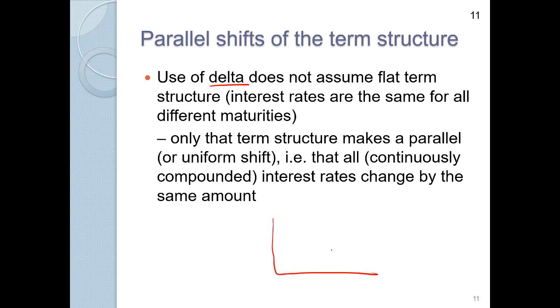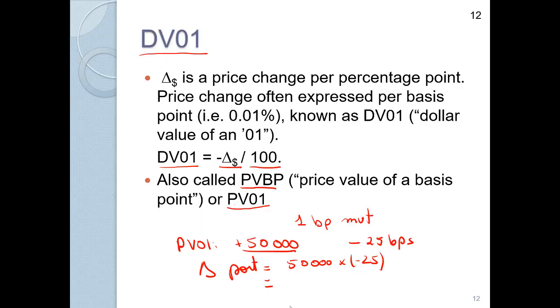So this means that your term structure, here you have your R and here T, does not have to be flat. It can be increasing, it can be decreasing, it doesn't matter. So the assumption is that our approximation is really, really good if the term structure makes a parallel shift.